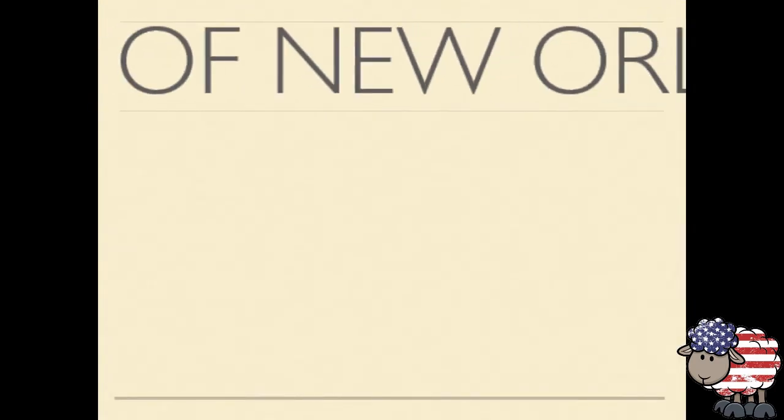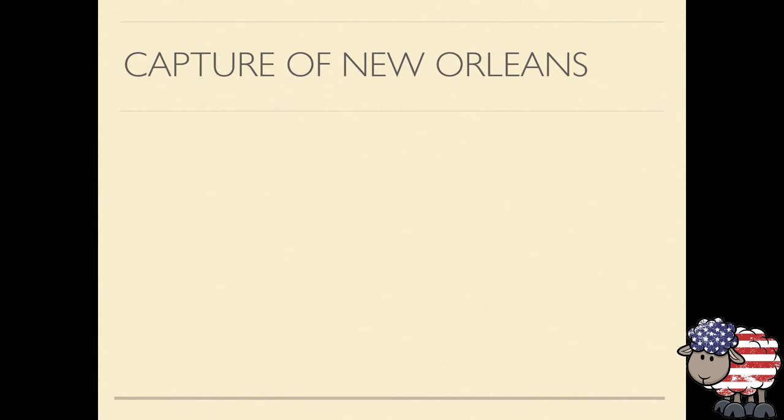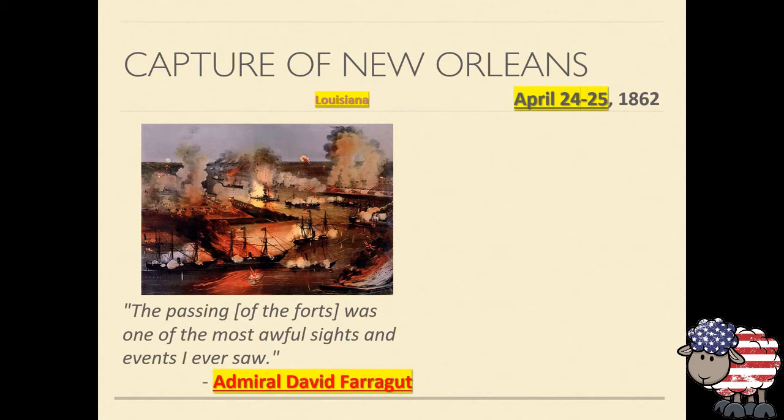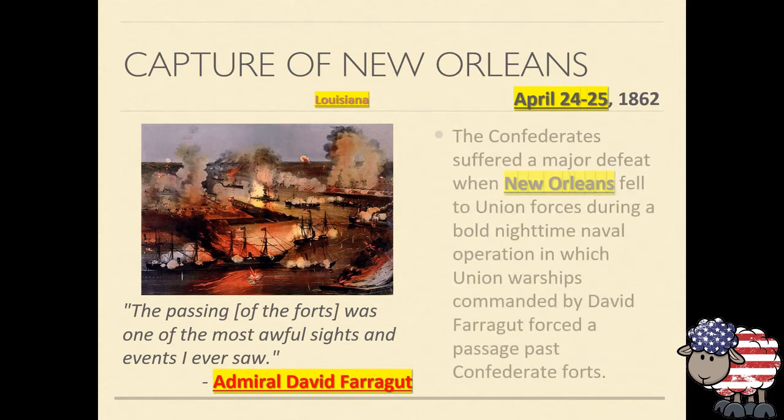Continuing on. Now, the capture of New Orleans, trying to progress the Anaconda Plan. In April 1862 in Louisiana, the North, under Admiral David Farragut, works to capture New Orleans. It's a significant defeat for the Confederates.